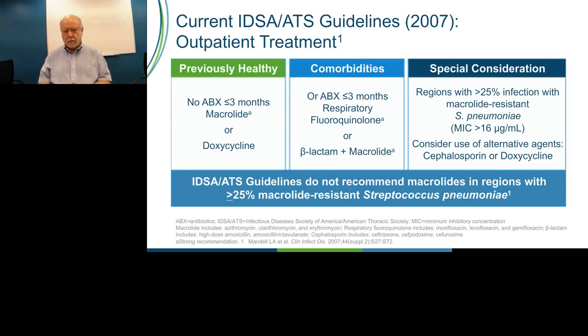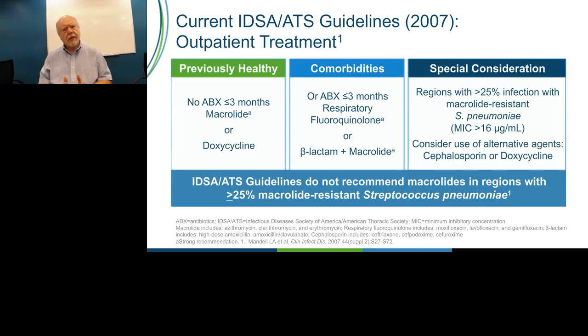Your options are reduced. If, though, that patient has comorbidities, by that I mean COPD, asthma, some of the things I called risk factors earlier, or you think they need more help, you could use what's called a respiratory fluoroquinolone. The three members of that group are levofloxacin, moxifloxacin, and gemifloxacin. Or you could use a combination of a beta-lactam, which is amoxicillin, probably one of the best recognized of the beta-lactams, and a macrolide.